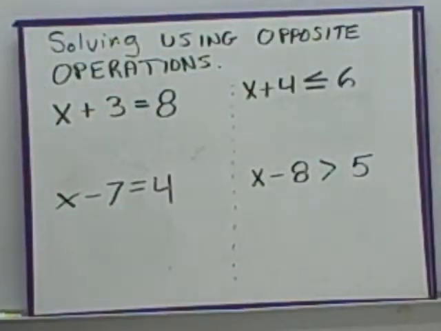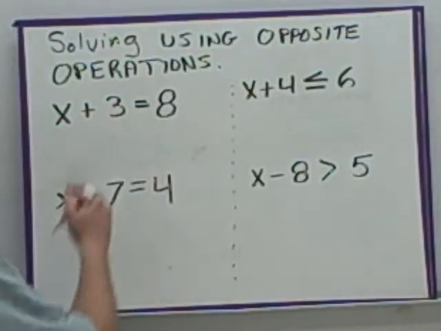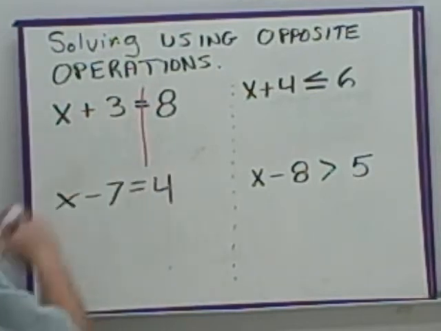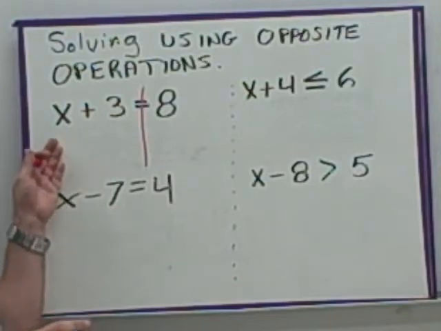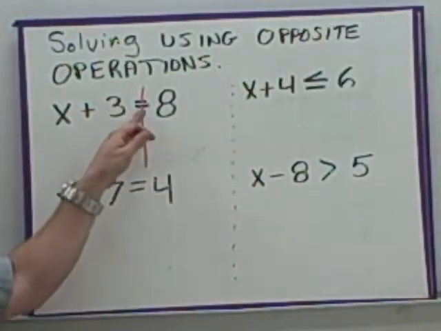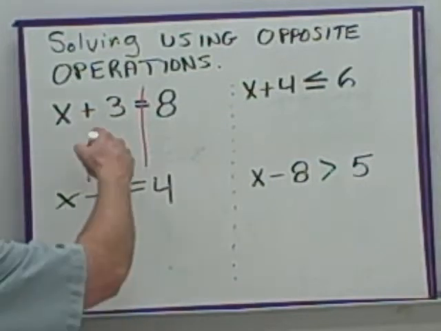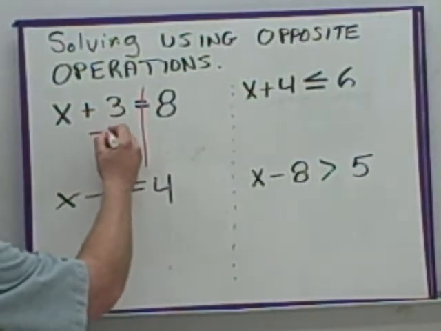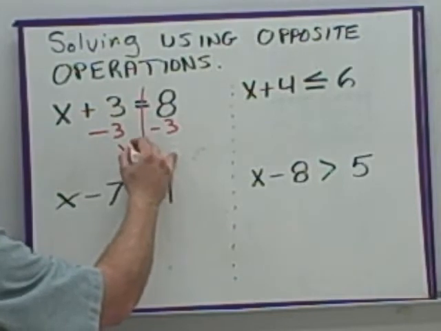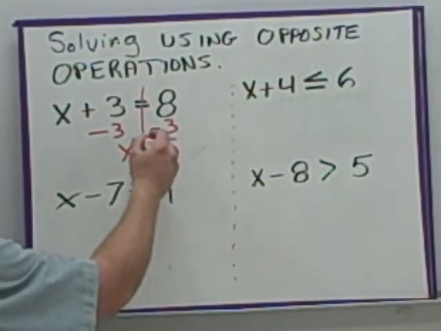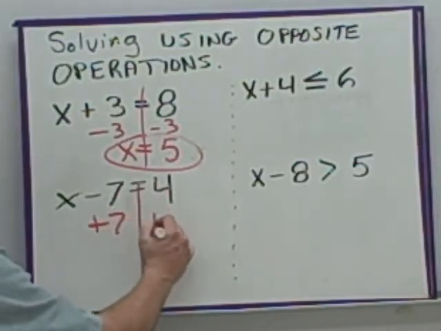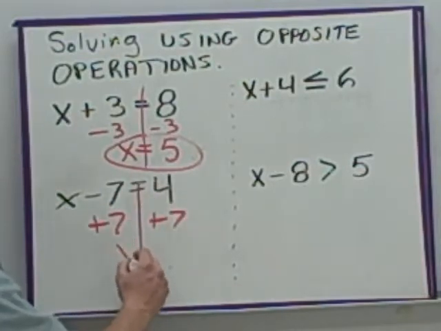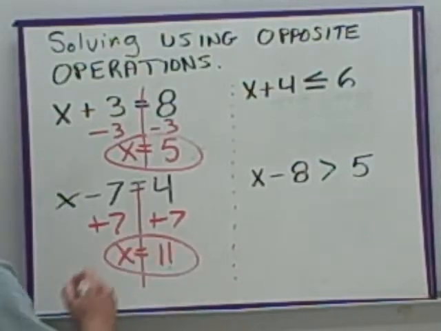Solving using opposite operations. You may remember when we solved equations, if you have x plus 3 is equal to 8, we did the opposite operation to get the variable alone. Again, you want to get the variable all alone and everything else to the other side of that equal sign. So to get that 3 over the other side, instead of adding 3, I'm going to subtract 3, which gives me x is equal to 5. And there's my answer on this one. Here, I would add 7 instead of subtracting 7. That gives me x is equal to 11.